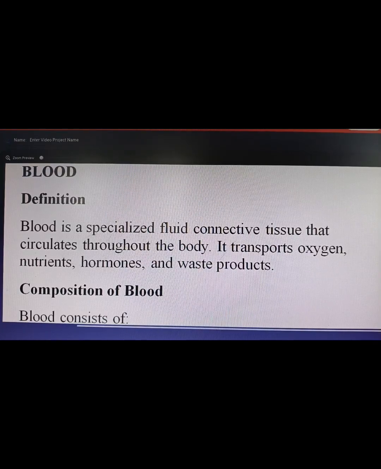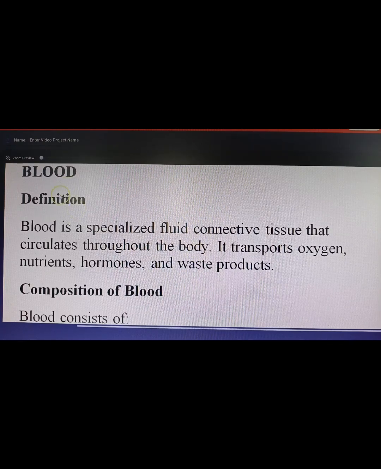In the last video, we discussed the components of the cardiovascular system, that is heart, blood vessels and blood. We have already discussed heart and blood vessels. In today's video, we will discuss blood. We all know that blood is a fluid connective tissue that sustains life. Blood makes up about 7 to 8% of body weight, and an average adult has around 5 liters of blood.